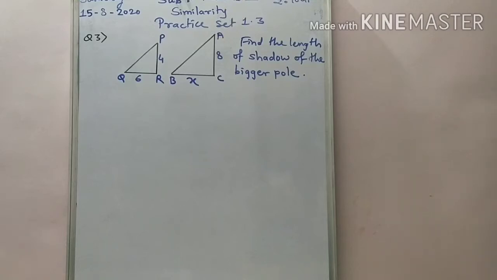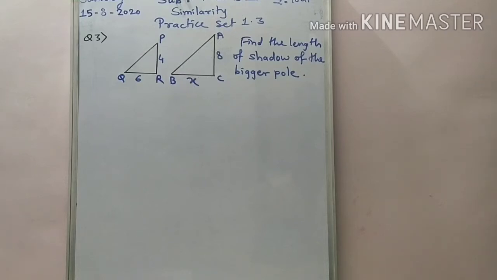Here we are given two figures, segment PR and segment AC, which are two poles standing on the ground, perpendicular to the ground. Due to the sunlight, the shadow of pole PR has length QR, which is 6 meter, and at the same time you have to find the length of the shadow of the bigger pole, that is BC, which we consider as X.